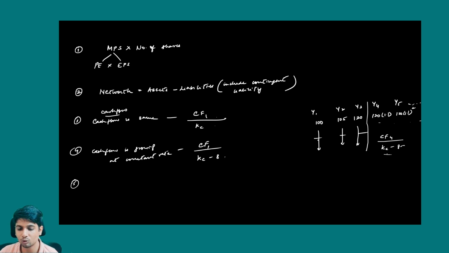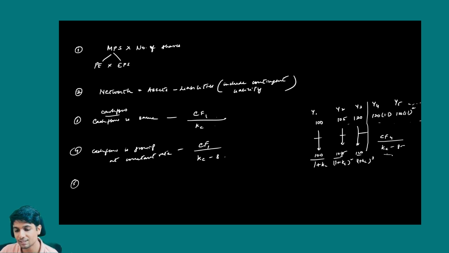So if you see, how do you bring all these three to year 0? You will discount them, right? So how do you do that? You will do by 100 by 1 plus Kc. This will be 105 by 1 plus Kc whole square, and this will be 120 by 1 plus Kc whole cube, right? So these three you brought them to year 0.